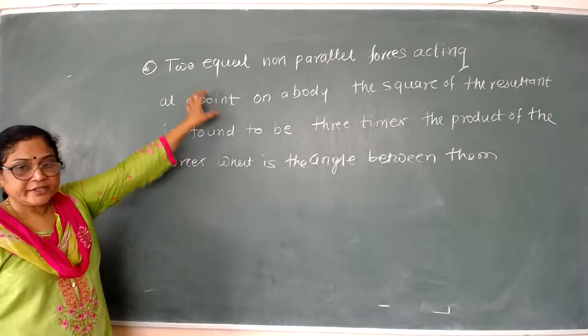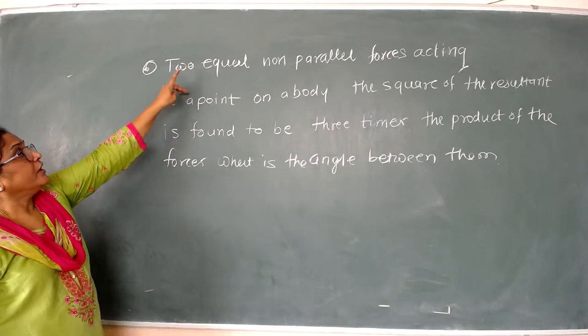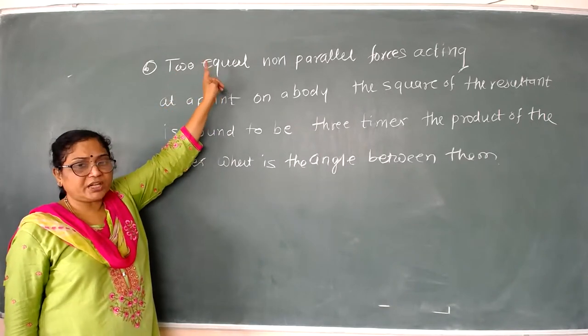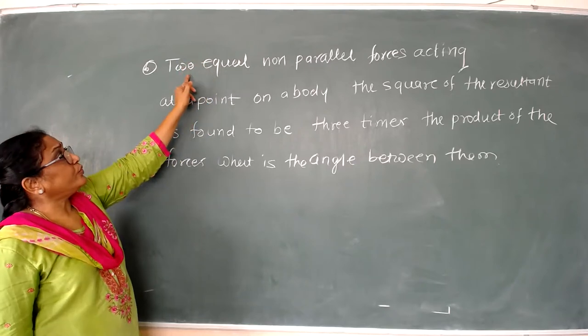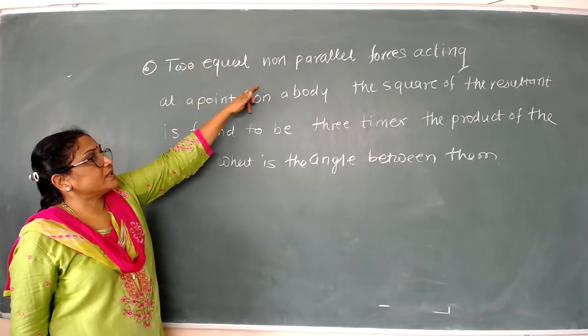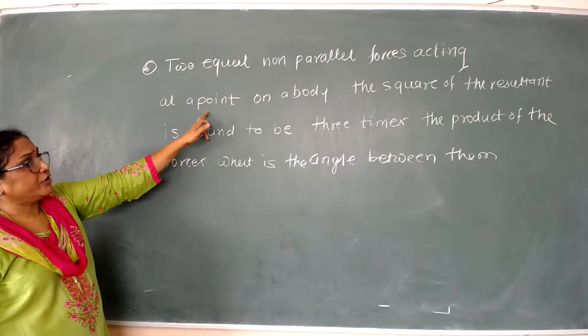So read the question carefully. Two equal forces means P and Q are both the same. Two equal non-parallel forces acting at a point on a body.